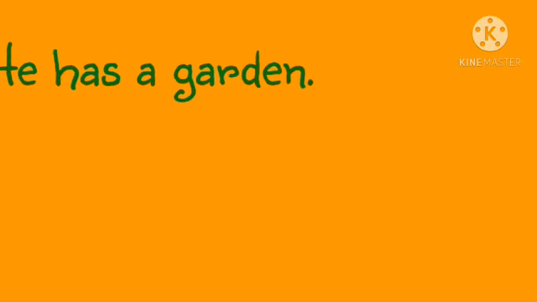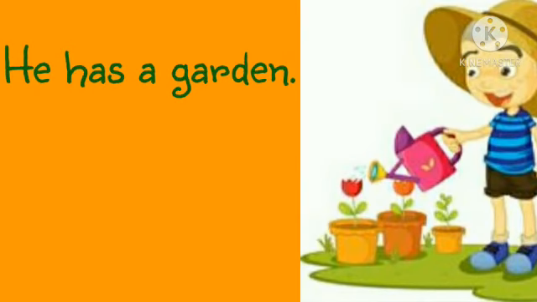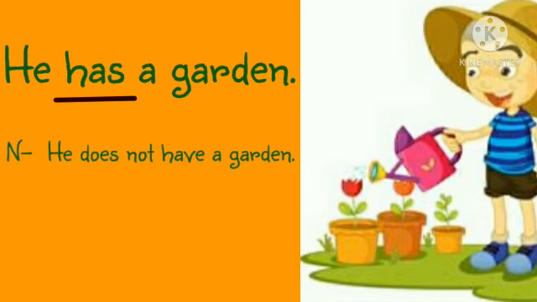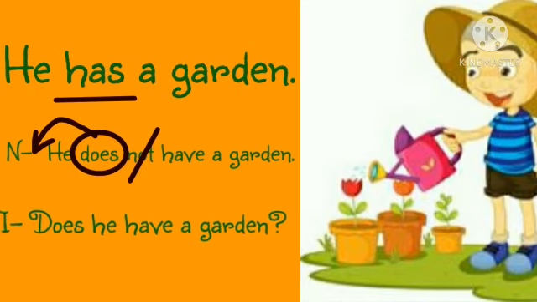He has a garden. First, students, identify which have verb is here. Have, has or had? Yes, has. Its negative form will be he does not have a garden. Here also we will change the position of does and bring it to the beginning of the sentence. And for interrogative here, not will be removed as you know, and at last do not forget to put a question mark. Then its interrogative form will be does he have a garden?